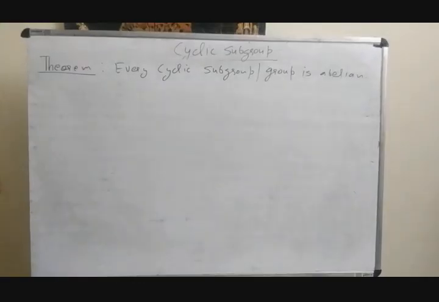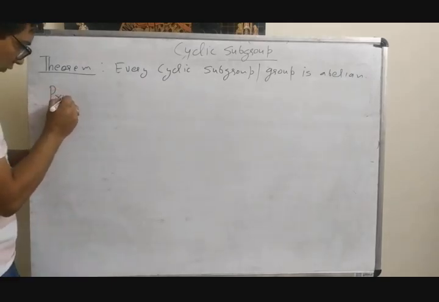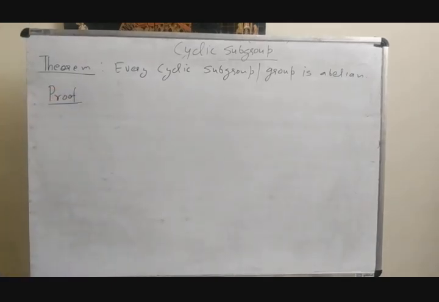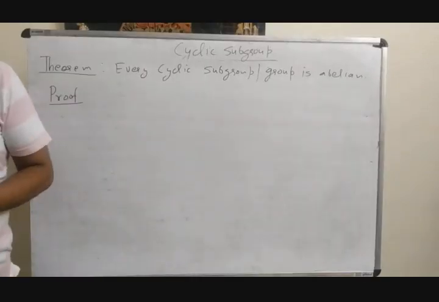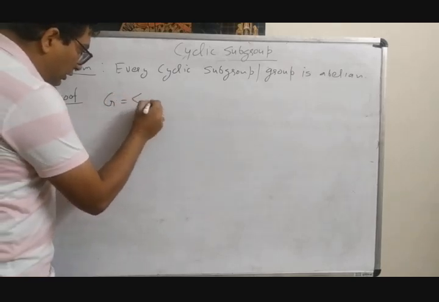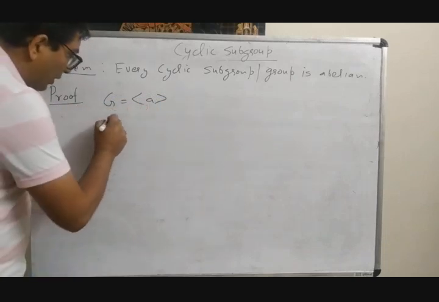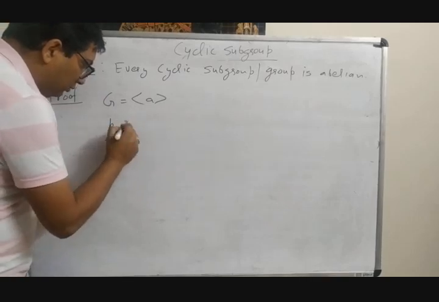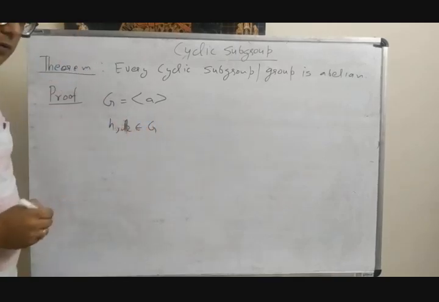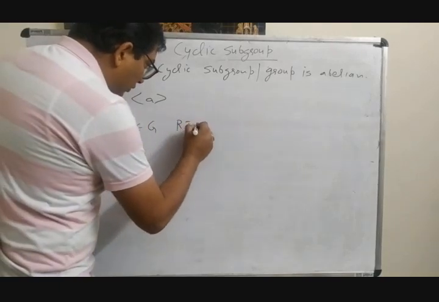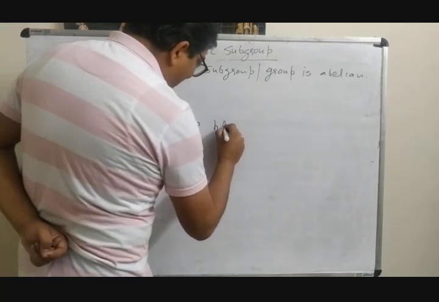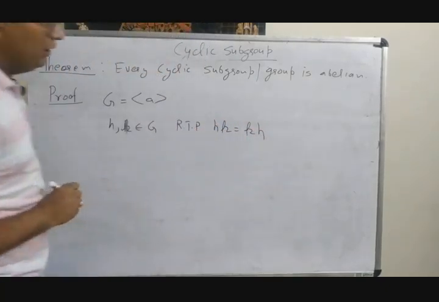Is abelian. So how will we prove it? To start, let us take G generated by A. Now to prove that it is abelian, we will take any two elements H, K belonging to G. What is required to prove? Required to prove is HK equals KH.